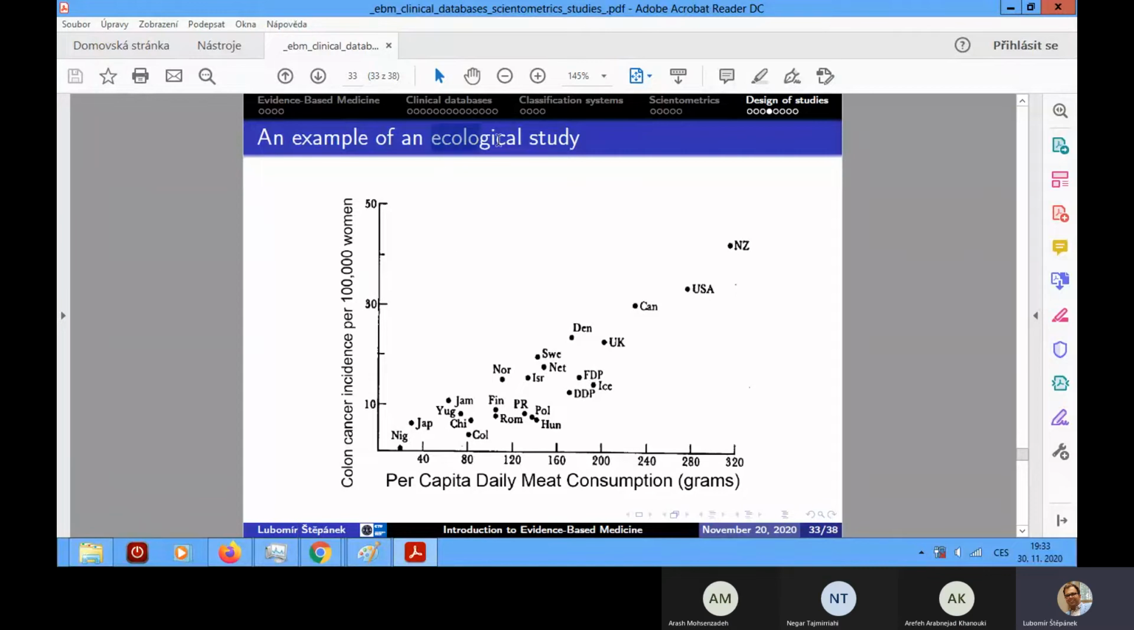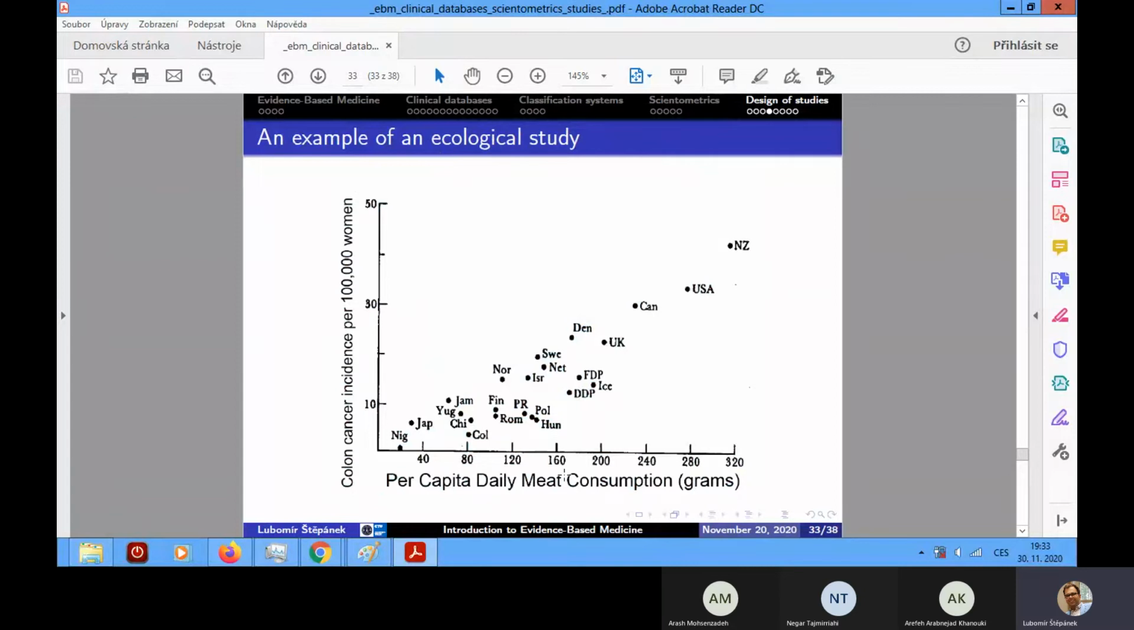As I told you, ecological fallacy. What does it mean? An ecological study is limited by ecological fallacy. And ecological fallacy is the fact that New Zealand looks like a place where there are people, or women, let's say, who consume meat at a higher level, 300 grams per day. And there is also a very high colon cancer incidence per 100,000 women at risk.